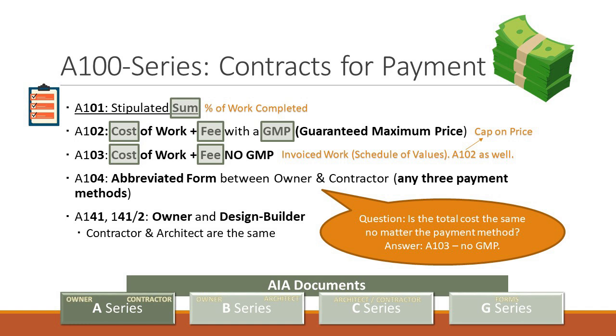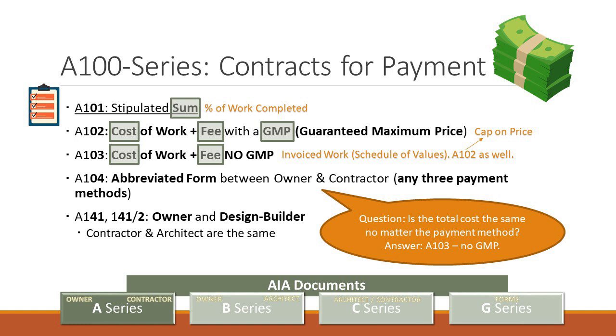I don't know how long the 102 has been in place, but somebody came up with this idea that said, maybe I can give the owner the comfort of being transparent and seeing everything, but I can guarantee them that it'll never go over this price. That's the cap, the guaranteed maximum price. So with a lump sum contract, I'll build that house for you for $1 million. The 103 cost plus is, I'll build that house for whatever it costs. And the 102 says, I'll build that house for whatever it costs, but I promise I won't go over $1.1 million.